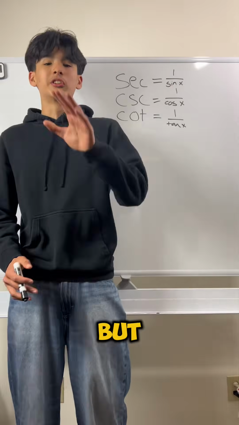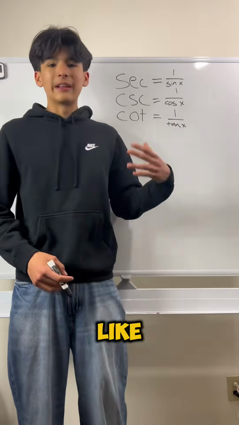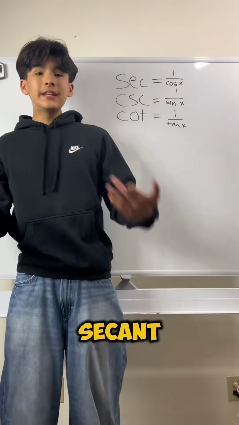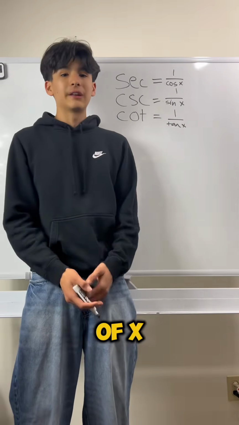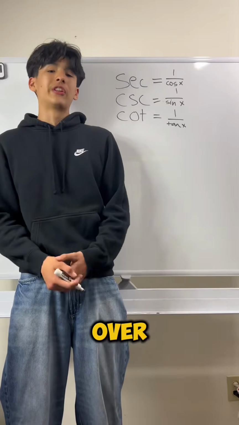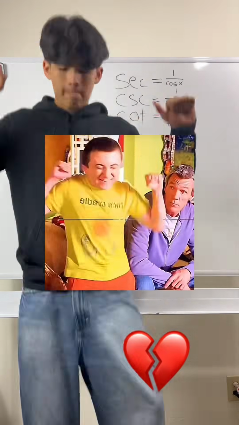That just makes sense, but don't listen to your intuition here. It's actually like this, where secant is equal to 1 over cosine of x, cosecant is equal to 1 over sine of x, and cotangent just still stays as 1 over tangent of x.